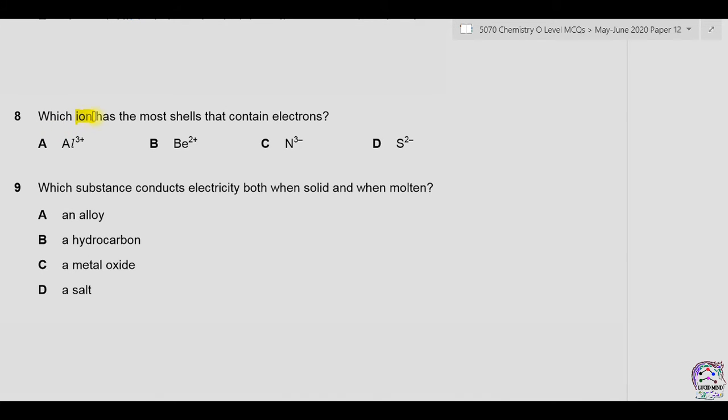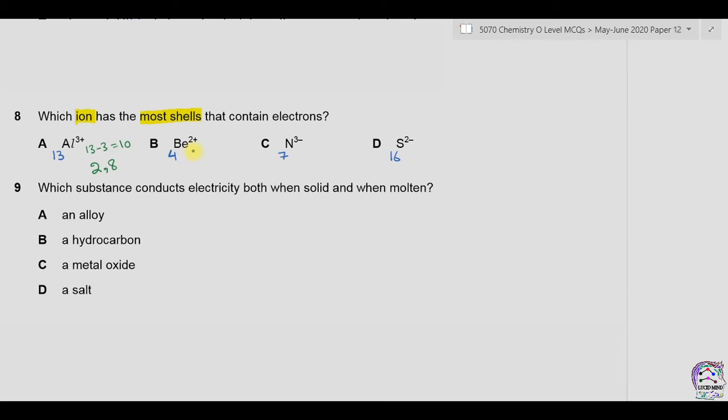Question 8. Which ion has the most shells that contain electrons? So we have to find the number of shells. In order to find the number of electrons, we first must know the atomic number. The atomic number of aluminum is 13. Atomic number of beryllium is 4. Nitrogen is 7. Sulfur is 16. As the charge on aluminum is +3, it means 3 electrons are lost. So the number of electrons is 13 minus 3, which is 10. In the first shell we will have 2 electrons, and in the second shell we will have 8 electrons. So therefore there are 2 shells for the aluminum +3 ion.